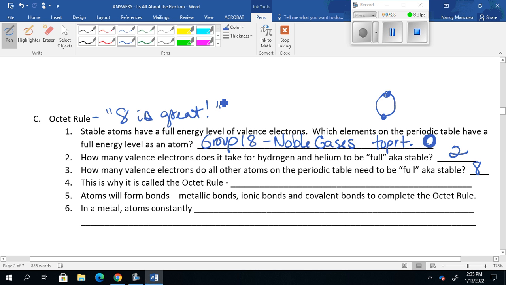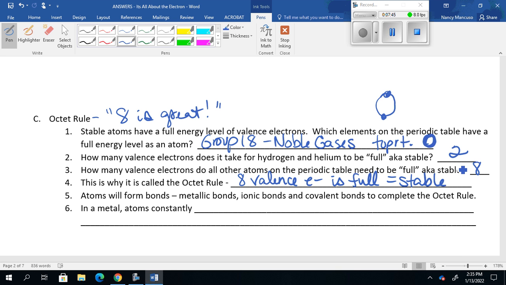Having 8 valence electrons in your valence shell is just perfect. That is why it's called the octet rule. 8 valence electrons is full, and full is stable. Atoms will form bonds, metallic bonds, ionic bonds, covalent bonds, to complete the octet rule.